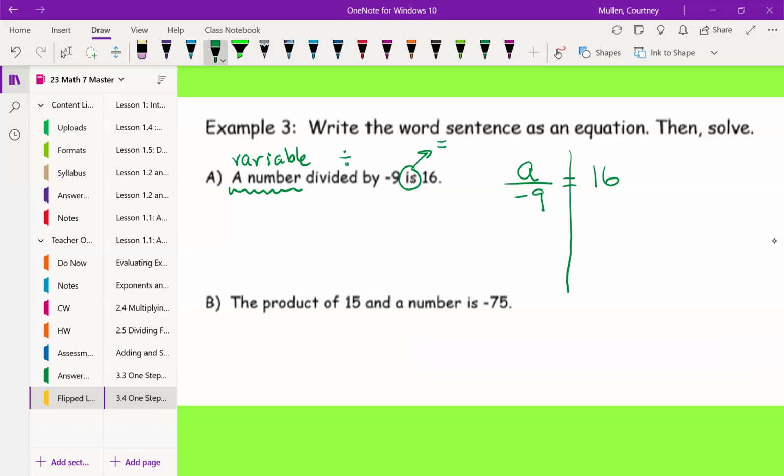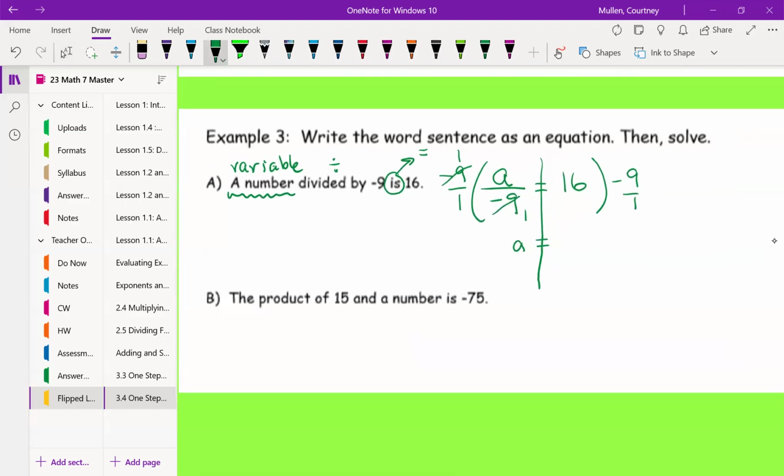What should we do here? Should we divide? Should we multiply? By what? Good job. We're going to multiply by -9 over 1 on both sides. -9 goes into -9 once, -9 goes into -9 once, leaving us with A equals 16 times -9. Well, a positive times a negative is a negative. It's okay if you don't know 16 times 9 in your head. So we will work that out. And here we have our solution.